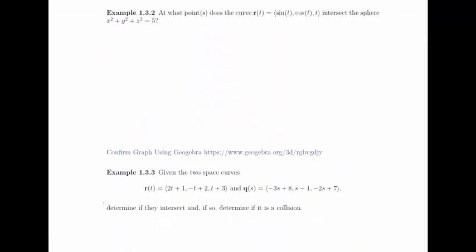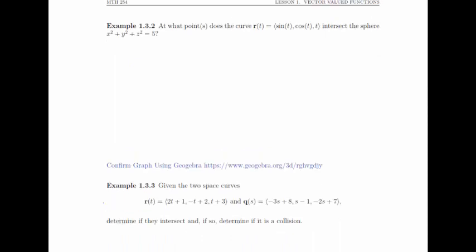So we've got 2 more examples here, and then we are done for this lesson. Example 1.3.2: at what point or points does the curve r of t equals sine of t, cosine of t, comma t intersect the sphere given by x squared plus y squared plus z squared equals 5?